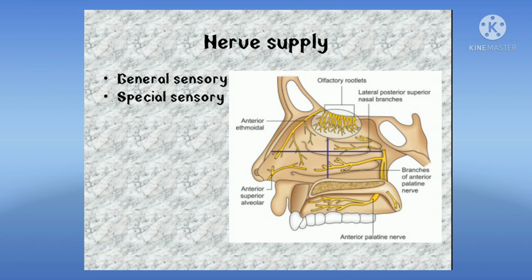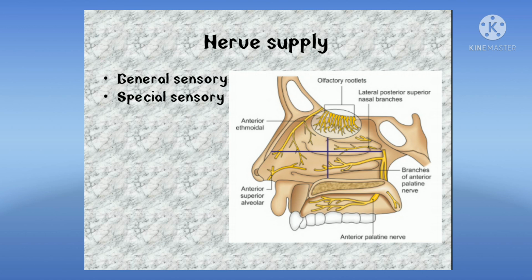The anteroinferior quadrant is supplied by the anterior superior alveolar nerve, which is a branch of the infraorbital nerve, a continuation of the maxillary nerve. The posterosuperior quadrant is supplied by the lateral posterior superior nasal branch from the pterygopalatine ganglion. The posteroinferior quadrant is supplied by the anterior palatine branch from the pterygopalatine ganglion.